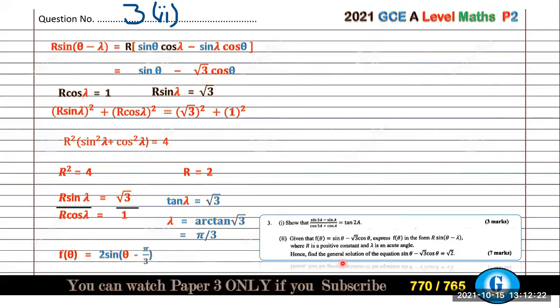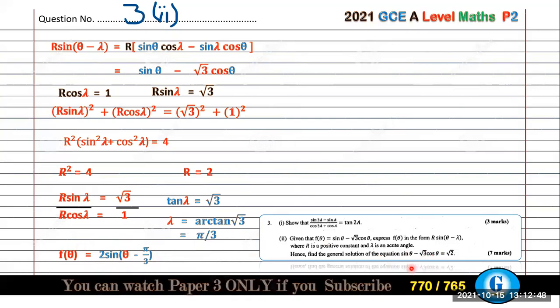Now they want us to find the general solution of the equation sine theta minus root 3 cos theta equals root 2. Since they have said hence, it means we must continue with this last answer we have. We have no other choice. There's no other method you use. If you use another method, that's advanced level. Don't follow instructions, you are in the pit. So we continue with this.